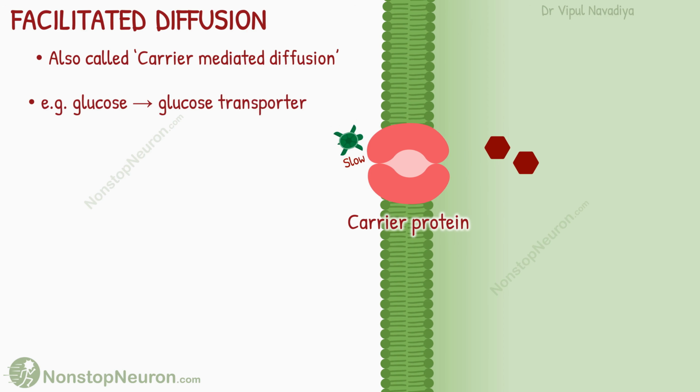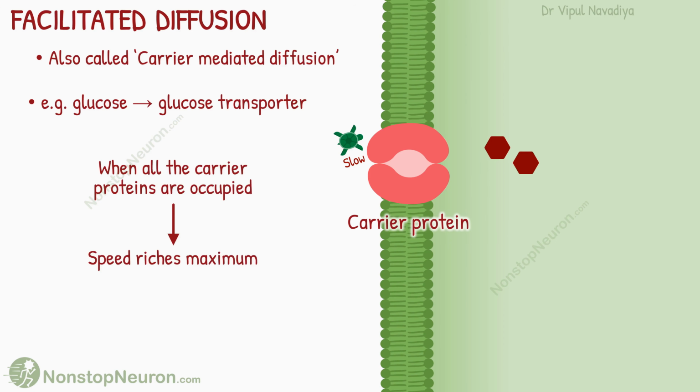Because of this lengthy process, the speed of facilitated diffusion is limited by the speed with which the carrier protein undergoes the conformational changes. Also, when all the carrier proteins on the membrane are occupied, the speed of diffusion reaches the maximum. After that, it can no further increase, with the increasing concentration gradient. This maximum speed is called Vmax.